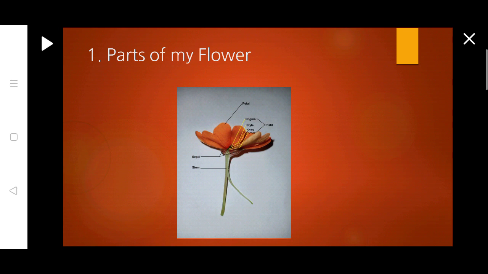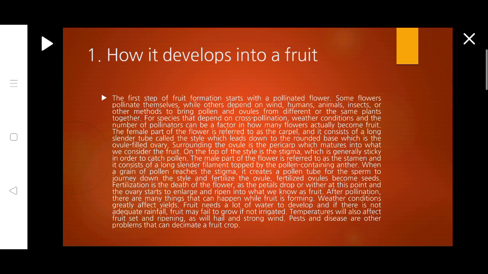It has a petal, the stigma, the style, the ovary, and the ovule, which makes up the pistil, and below is the sepal and the stem. So how it develops into a fruit. The first step of fruit formation starts with a pollinated flower.